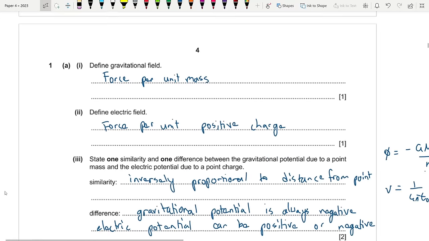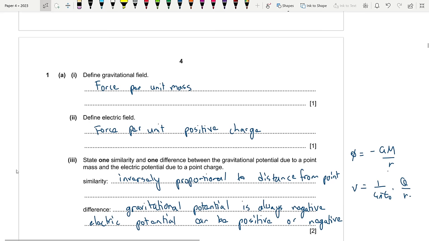Starting with question number 1. I actually have this paper, like part of it done, part 1 done. So let's just go through it.